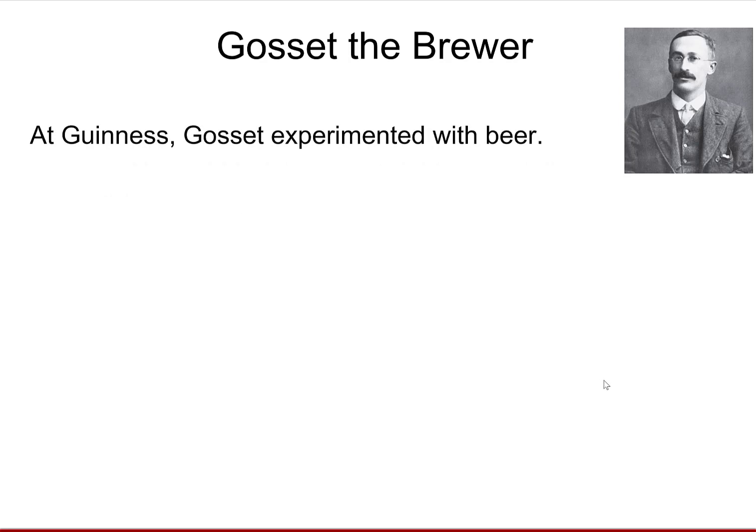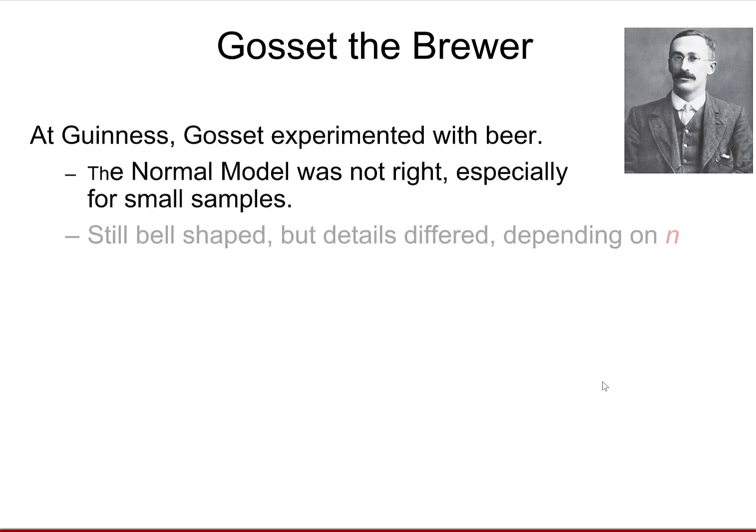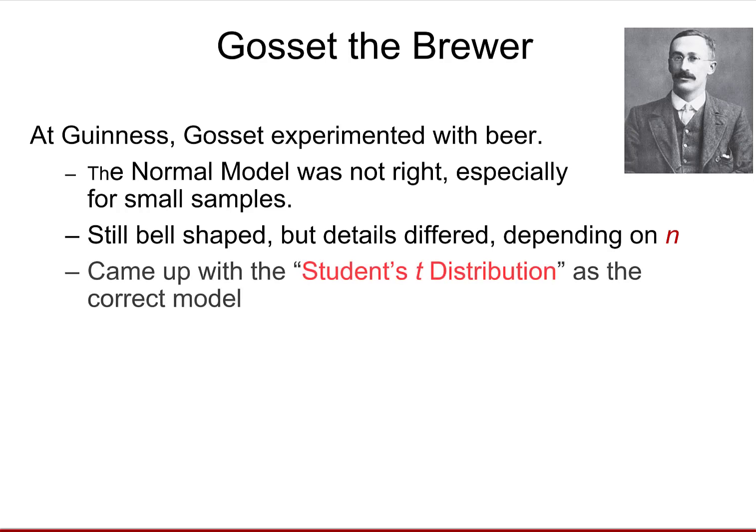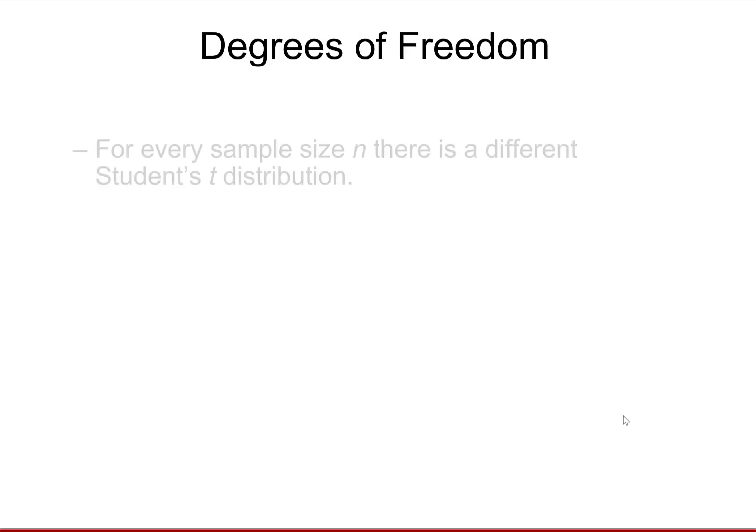He worked at Guinness. And he did experiments with beer, and he had very small samples. And he came up with distributions that were bell-shaped, but the details were a little bit different depending on the sample size. And he called these the Student's t distribution. And if you notice, the normal distribution is the dotted line. The Student t distribution, the peak here is a little bit lower, and the tails are a little bit flatter. It's kind of a squished out distribution. As the sample size increases, it becomes closer and closer to the normal distribution.